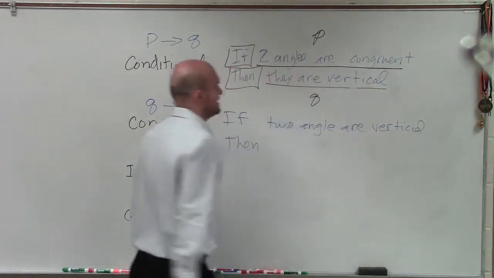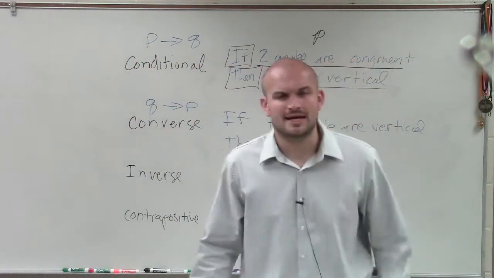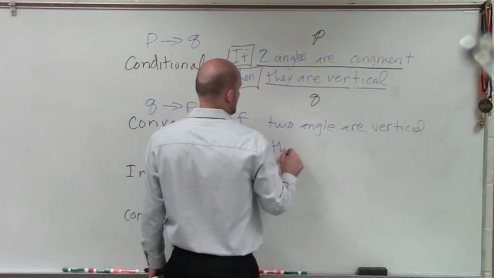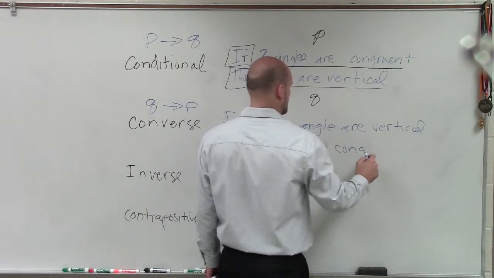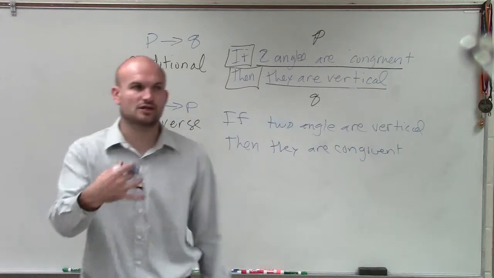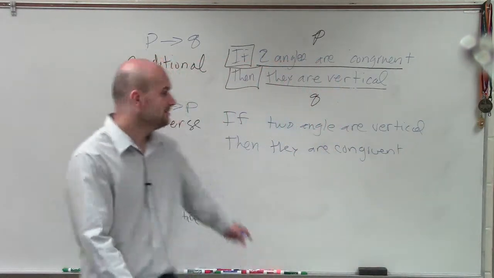Notice how I didn't just write if they are vertical, because that doesn't really make sense, right? If two angles are vertical, then they are congruent. You guys see how I wrote the conclusion, or my previous conclusion, then my hypothesis? Do you guys see how I did that?